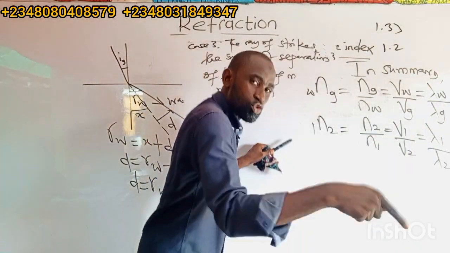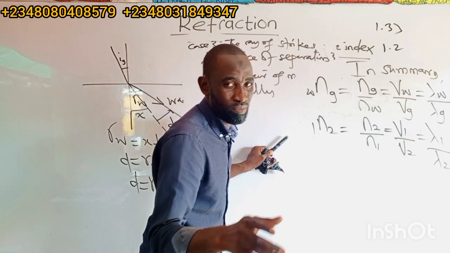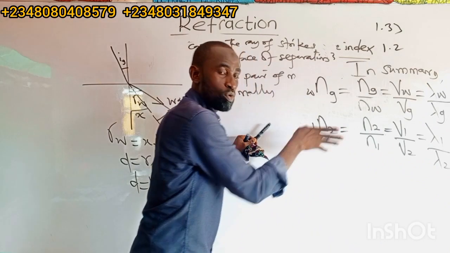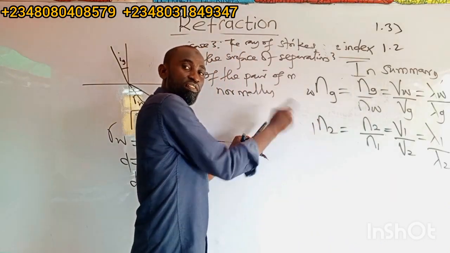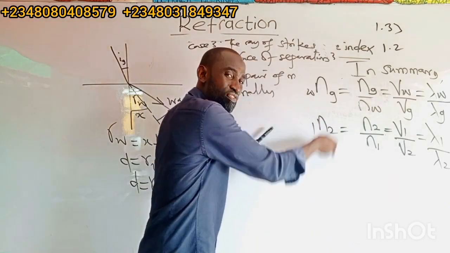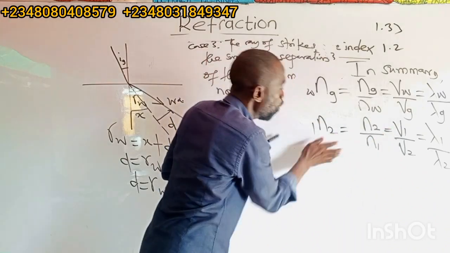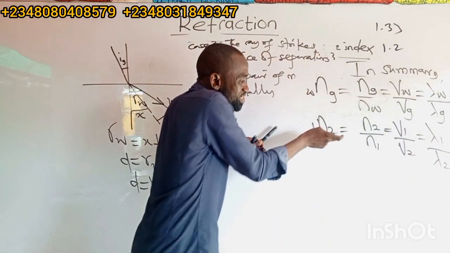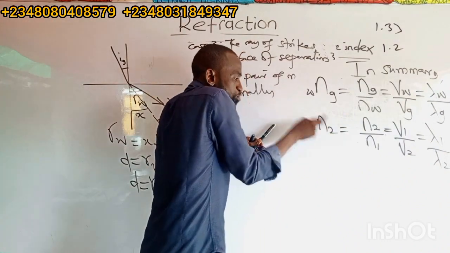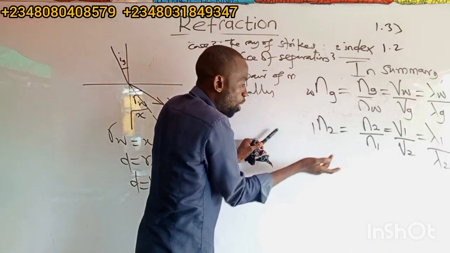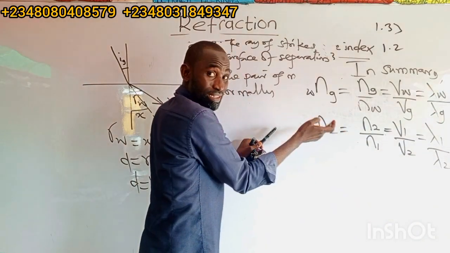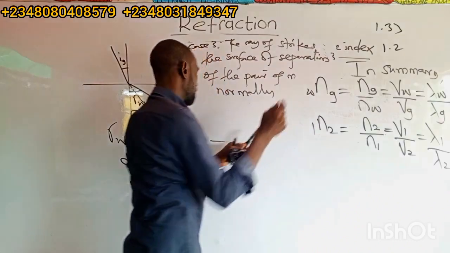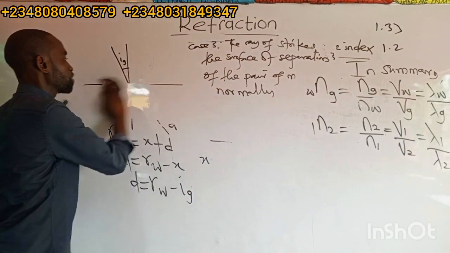We have refraction in the second medium. Please take note of this. We have the incident ray in the first medium, and we have the refracted ray in the second medium. So we pronounce this as the refractive index of the second medium with respect to the first medium, or first to second. Is it clear? First to second, or second with respect to the first.